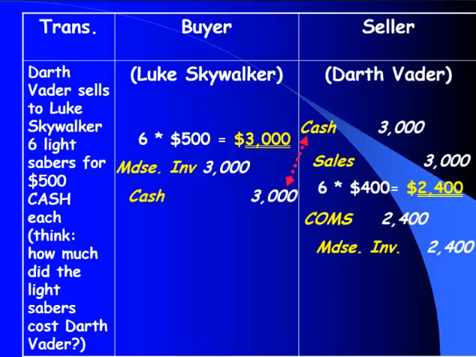Notice that if the buyer has less cash, the seller must have more cash. And if the buyer has more inventory, the seller must have less inventory, but they will be for 2 different amounts because their costs are different.